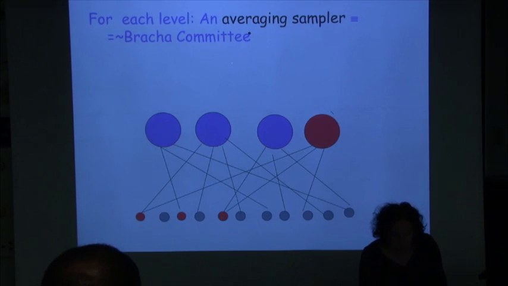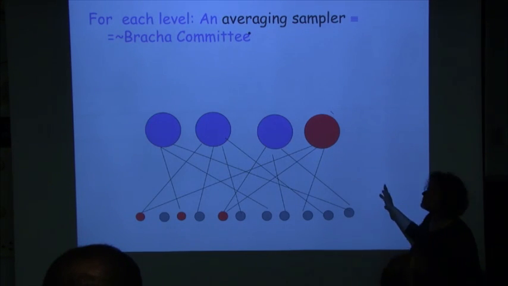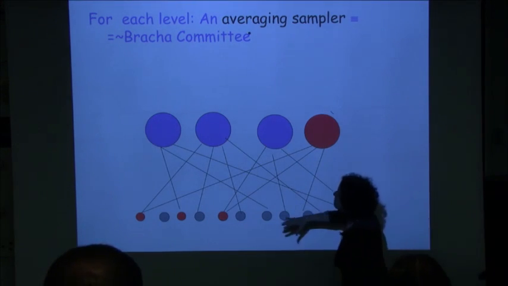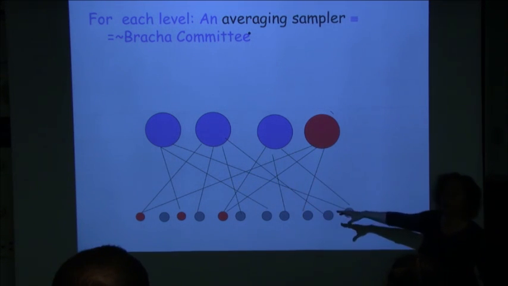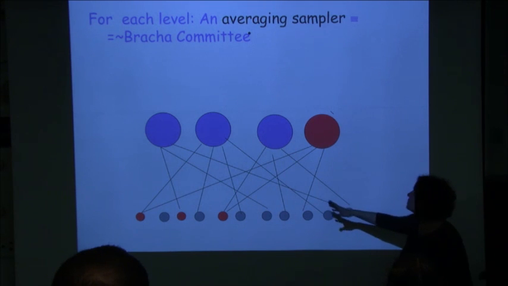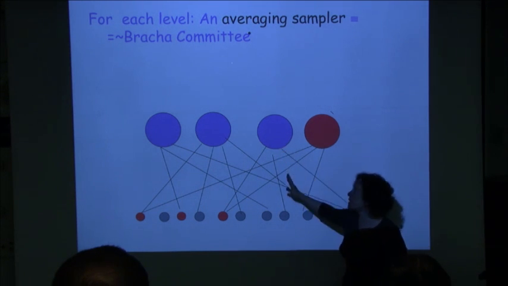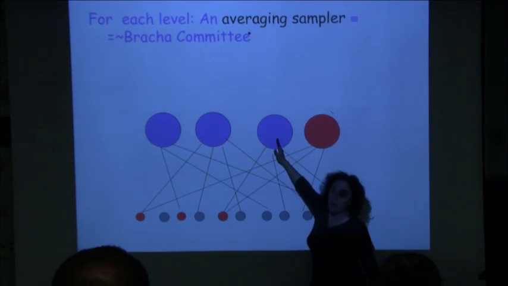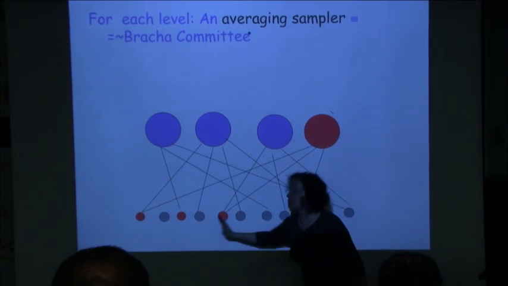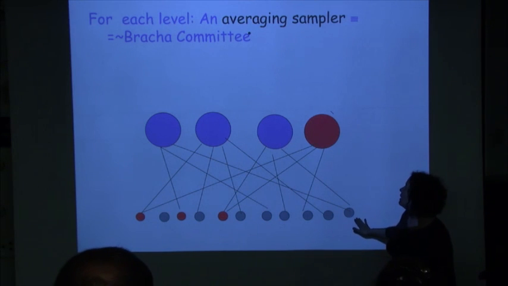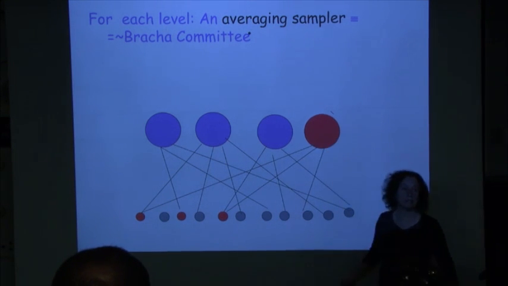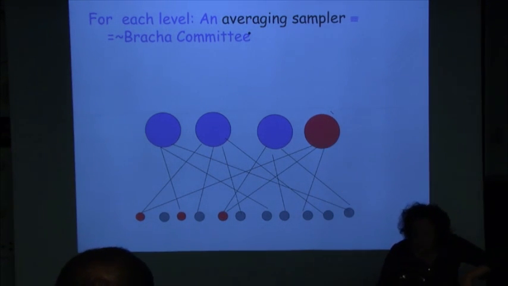And then I guess most people here would know what an averaging sampler is. It's a way to create subsets of elements so that most subsets have a fraction of good guys which is similar to the fraction of good guys in the original set. And then there's some bad subsets.